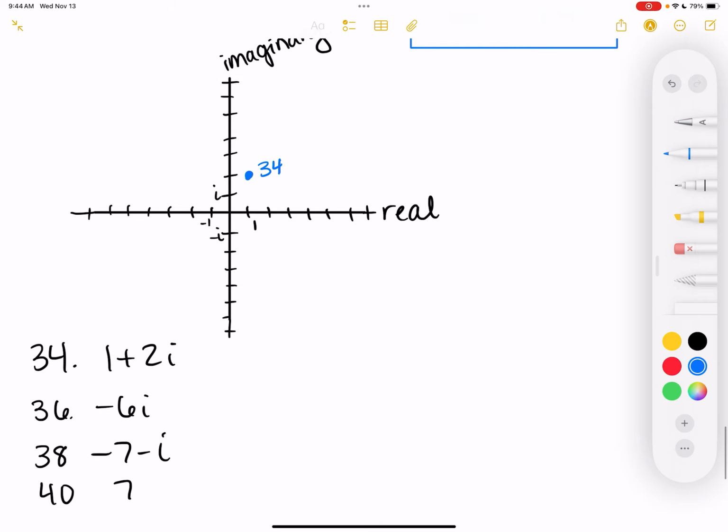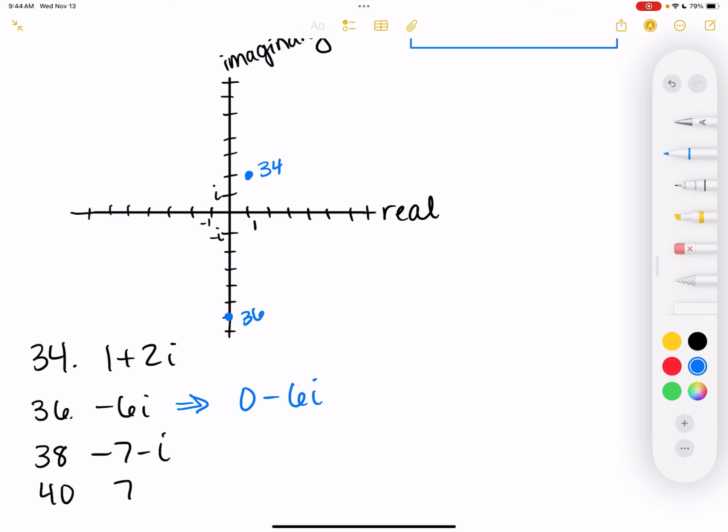All right, 36 is just negative 6i. If you need to think about it, this is like 0 minus 6i. So 0 on the real, which means this point is going to be on the y-axis at negative 6i. So all the way down here, this is problem 36.